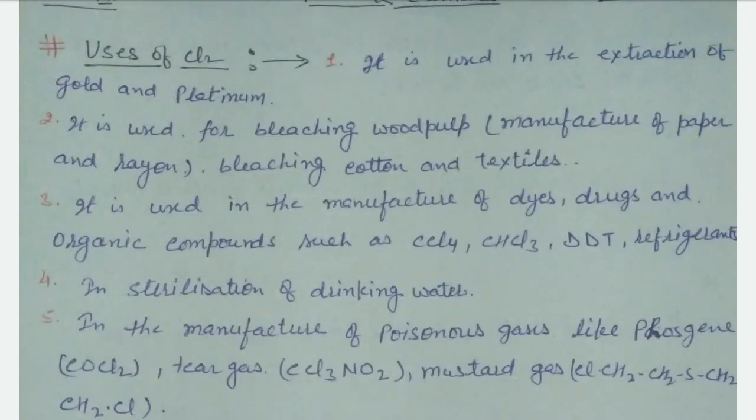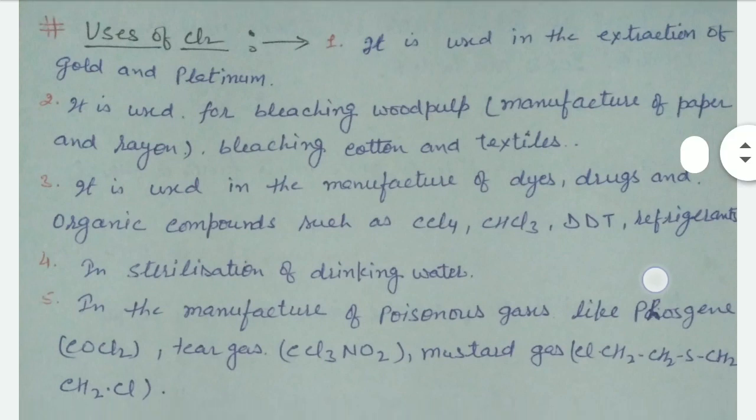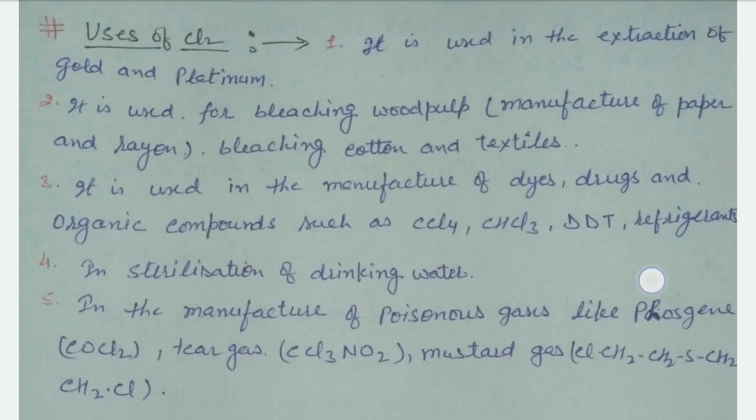Hello, my dear student. Today we are going to discuss uses of chlorine in p-block elements. The first use of chlorine is in the extraction of gold and platinum.